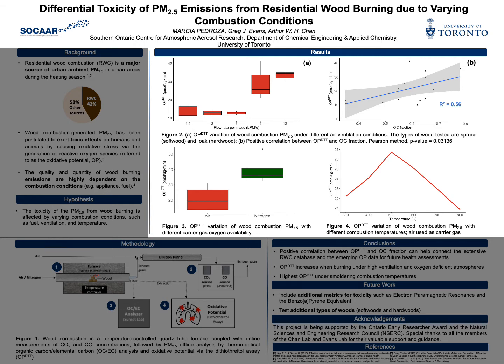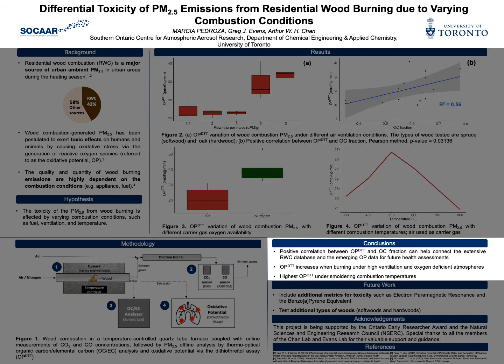Supporting this, we saw that the OC fraction for each sample was following a very similar trend to the OPDTT. So you can see in figure 2b how we calculated the correlation between these two variables and found that there is indeed a moderate positive correlation. Finally, we varied the combustion temperature and found that the highest OPDTT was obtained during smoldering combustion temperatures, which in this case would correspond to 600 degrees and below.